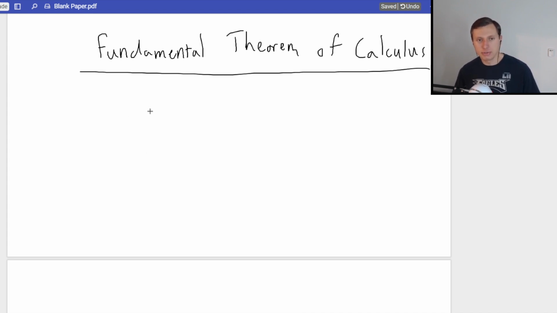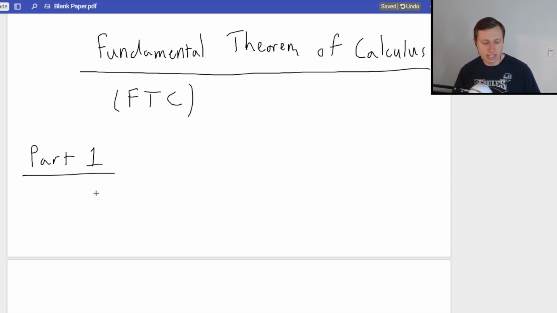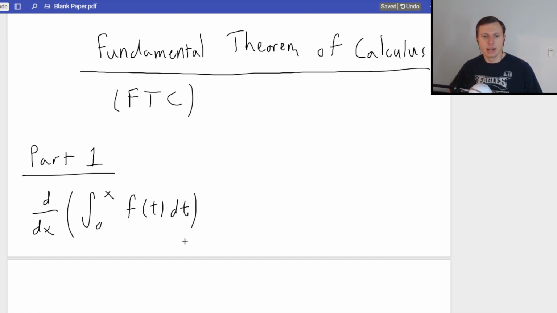So the fundamental theorem of calculus, I'm going to call it FTC for short, can be broken up into two parts. Part 1 says the following. If I take the derivative of an integral, of a definite integral specifically, like 0 to x, of some function f of t dt. If you're wondering why I'm calling it f of t instead of f of x, it's a notation thing. If my bounds are the x, then I can't have x in the actual function. I need to choose a new letter, and most commonly in textbooks they choose t.